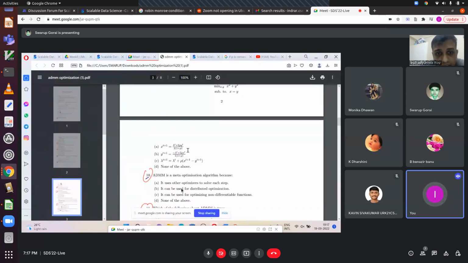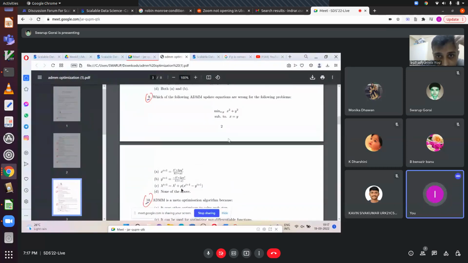You have to take the gradient and see what's the thing. So you will have x square plus y square plus lambda times x minus y plus rho square, or rho square by 2 whatever, times x minus y whole square. Right? You will have that equation here.